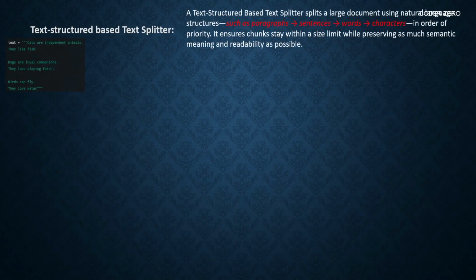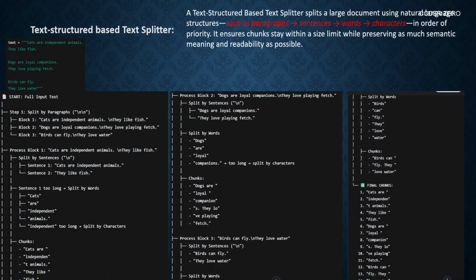Next is the text structure-based splitter. Here it follows a hierarchy. It follows the natural language structure. It will split the text based on paragraph first, then sentences, then words, then characters. So here we have this example. When we give this text to the splitter, it will split the text based on paragraph. You can see we have 3 blocks here.